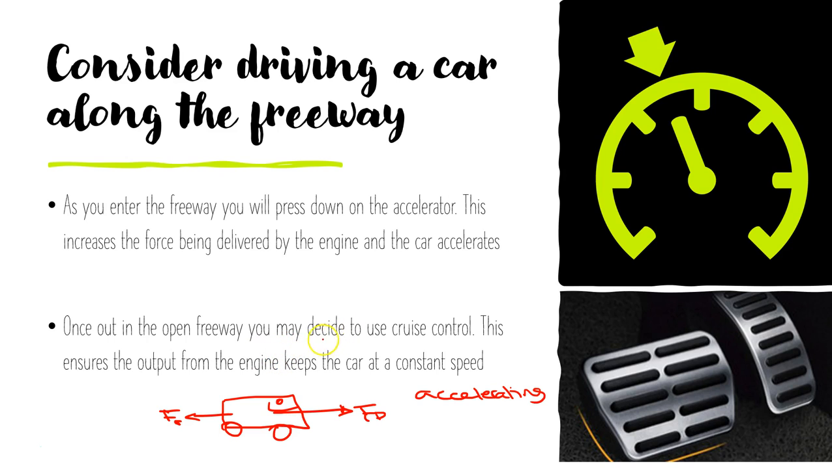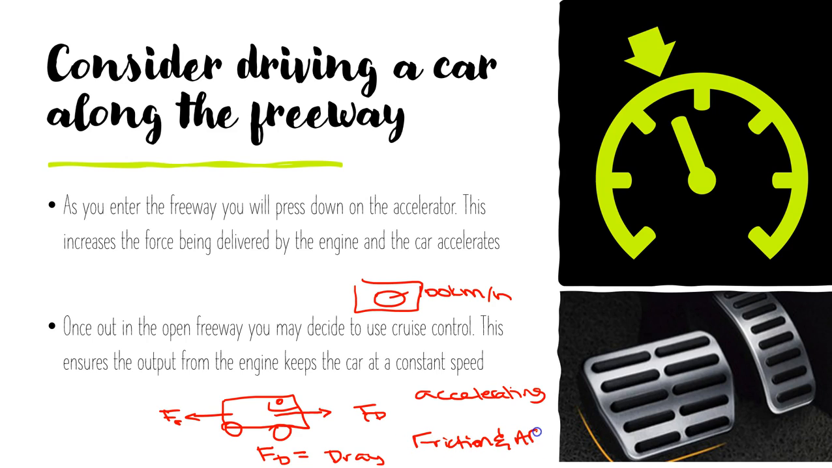But once we're out on the freeway, what we might start to do is put on our cruise control. We've got a long way to drive. We're going to hit the speed that we want to hit, so we'll hit 100 kilometers per hour, and we click on the cruise control. What that will do is make sure now that the force applied by the engine, so our driving force, is equal to our drag, which is going to be a combination of our friction and air resistance. So now, because those two forces are balanced, we will see constant speed.